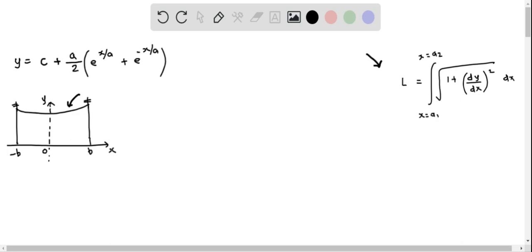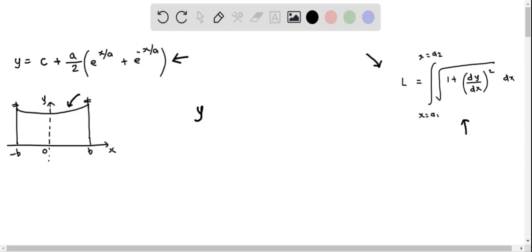So for this, we have to utilize this length of curve formula, which says that L equals the integral from x equal to a1 to x equal to a2 of the square root of 1 plus dy by dx quantity square, dx. So basically we'll be utilizing this formula to determine the length of the wire. So we will first find the dy by dx using the given equation.